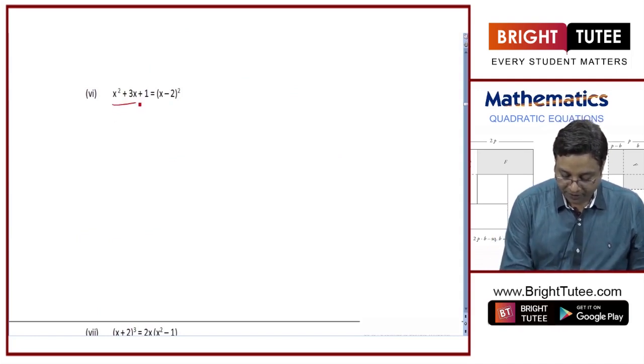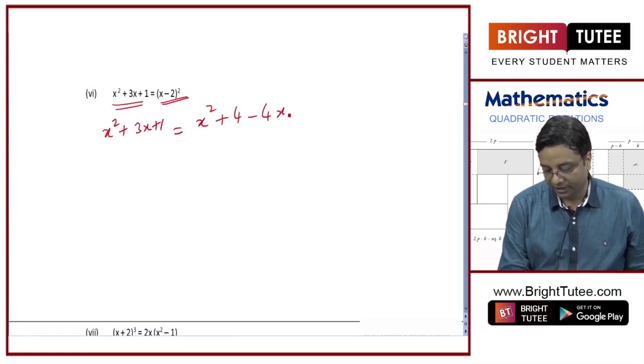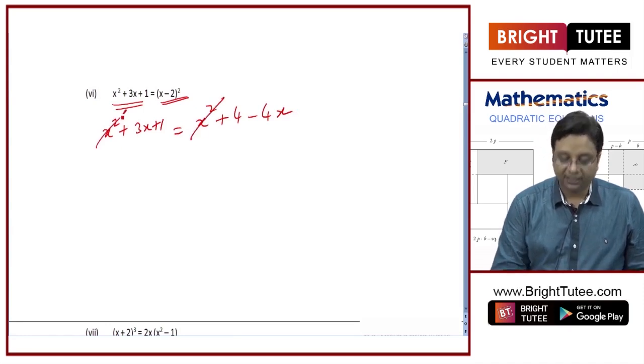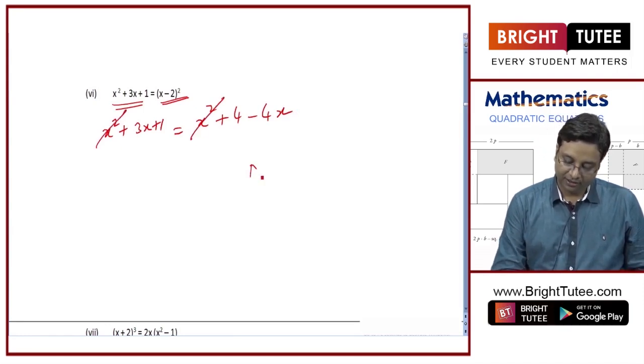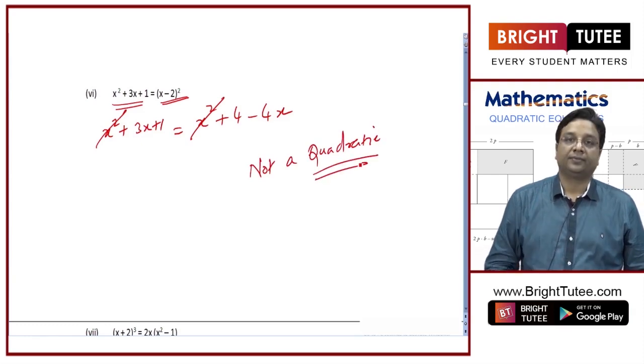Now let's look at this one. This is nothing but x square plus 3x plus 1. On right hand side you just square it, x square plus 4 minus 4x. X square gets cancelled here. So we are not left with any x square term, so not a quadratic, right?